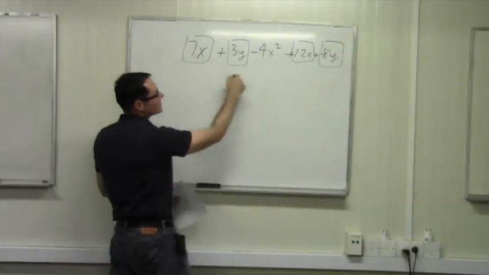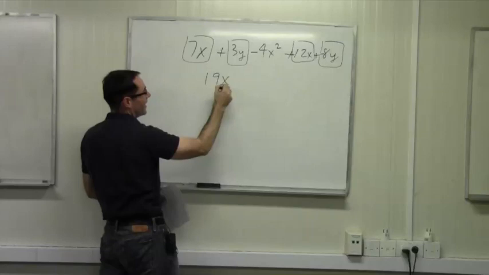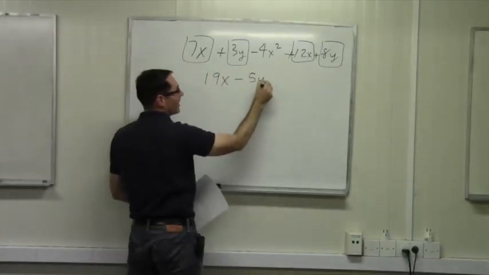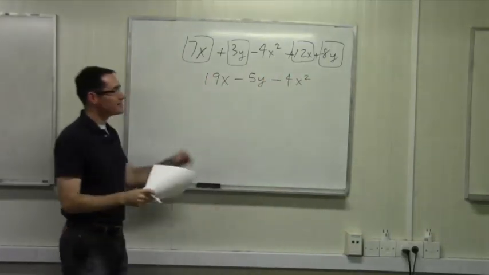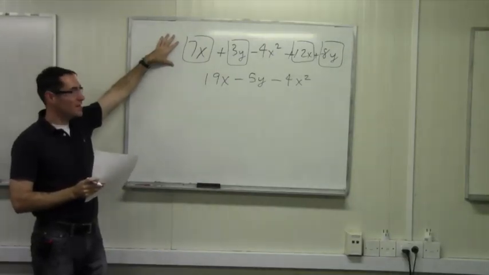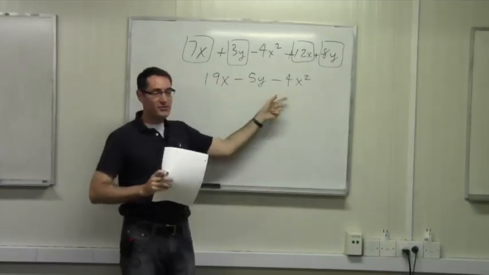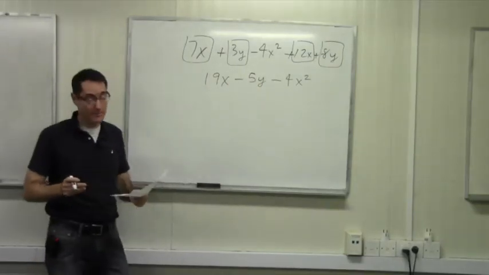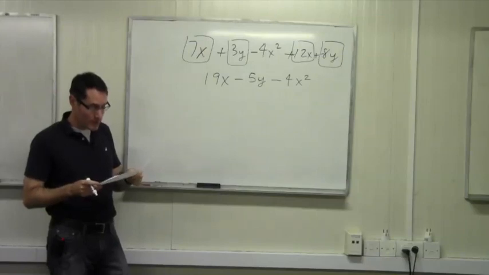So 7x and 12x, we just add them because they're added together, and you'd get, in this case, 19x. 3y and negative 8y would be negative 5y. And then we can't do anything with the negative 4x squared, so it's going to be like that. So that's the way we simplify those. OK? Just the like terms. Even though you want to simplify the x ones, we have to do that in a different way. Like we're going to have to eventually solve this using a different method. But you can't just add or subtract those ones. OK? Those are the things.